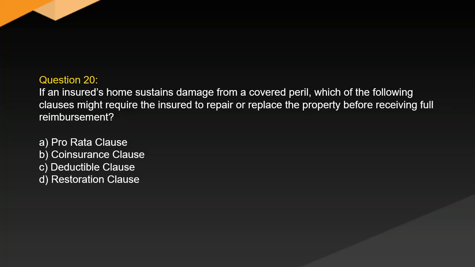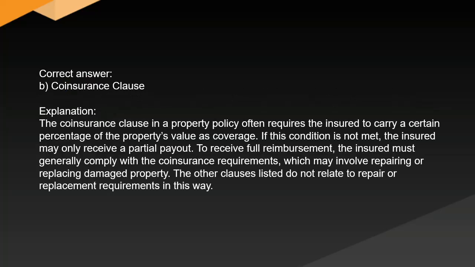Question 20. If an insured's home sustains damage from a covered peril, which of the following clauses might require the insured to repair or replace the property before receiving full reimbursement? A. Pro rata clause. B. Coinsurance clause. C. Deductible clause. D. Restoration clause. Correct answer: B. Coinsurance clause. Explanation.